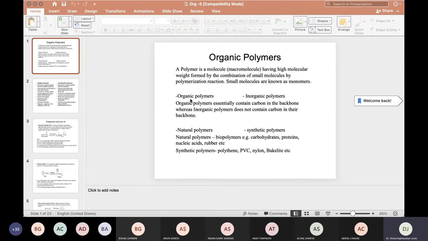As we are studying organic polymers, what does organic polymers mean? Organic polymers essentially contain carbon in the backbone, whereas inorganic polymers do not contain carbon in their backbone.